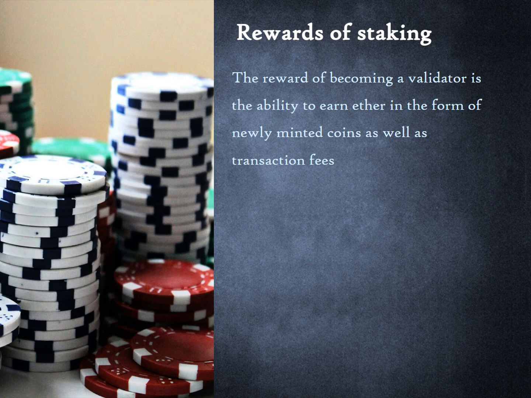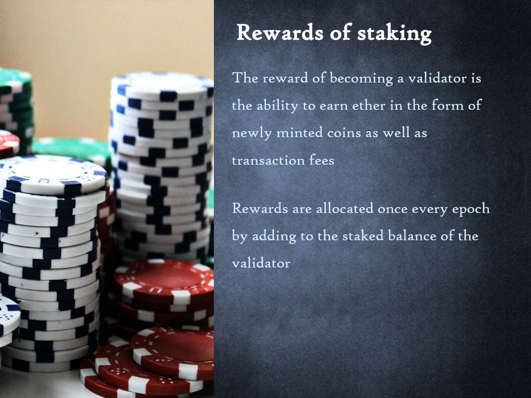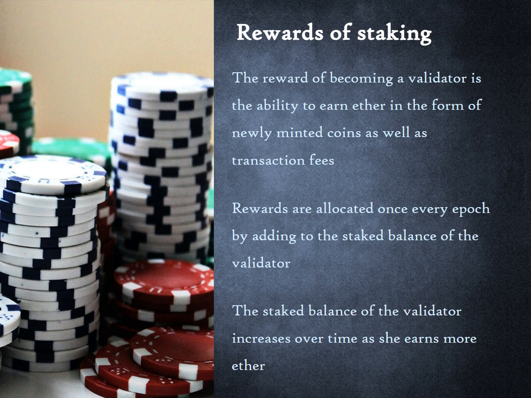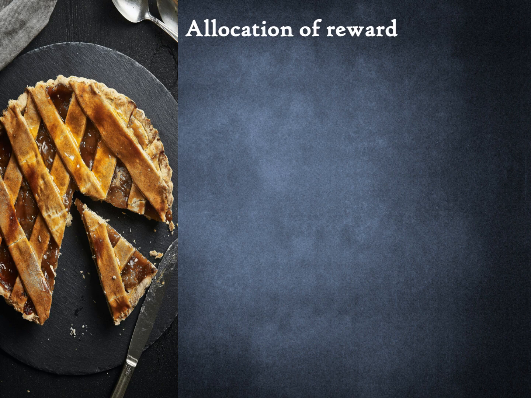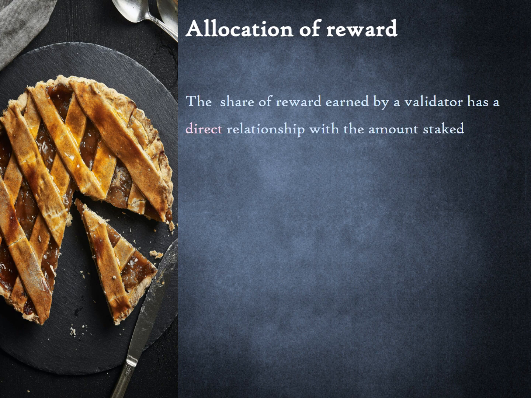The reward of becoming a validator is the ability to earn Ether in the form of newly minted coins as well as transaction fees. Rewards are allocated once every epoch by adding to the staked balance of the validator. The staked balance of the validator increases over time as she earns more Ether. The share of reward allocated to an individual validator is derived from 2 factors. First, it has a direct relationship with the amount staked. The greater the staked balance of the validator, the higher the reward.